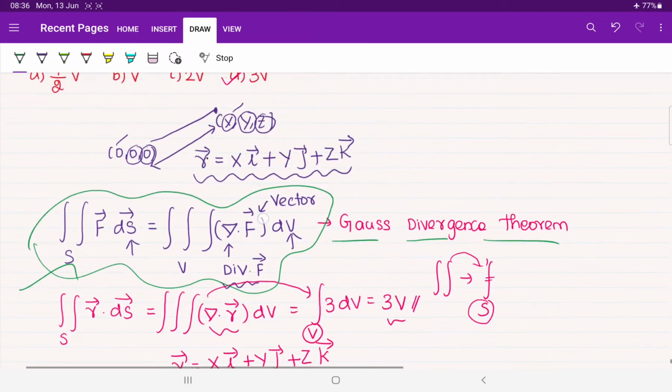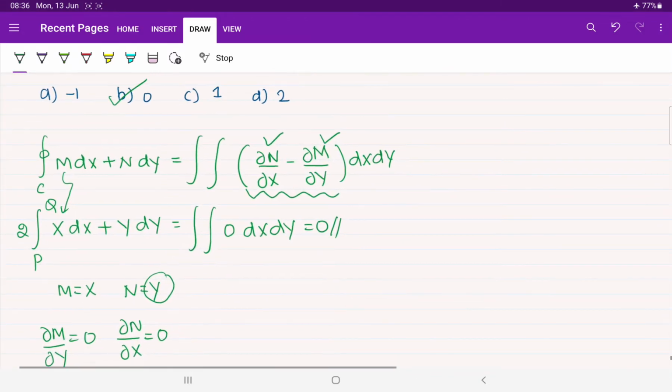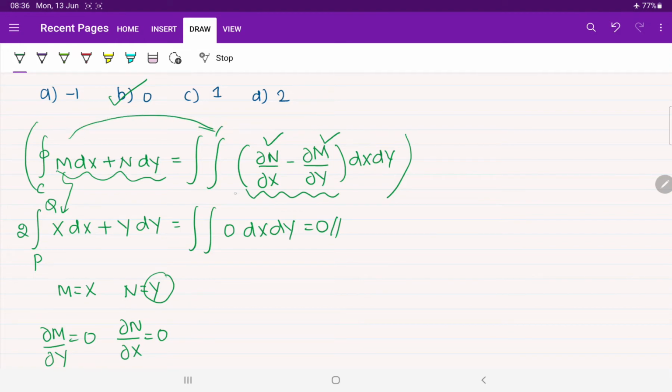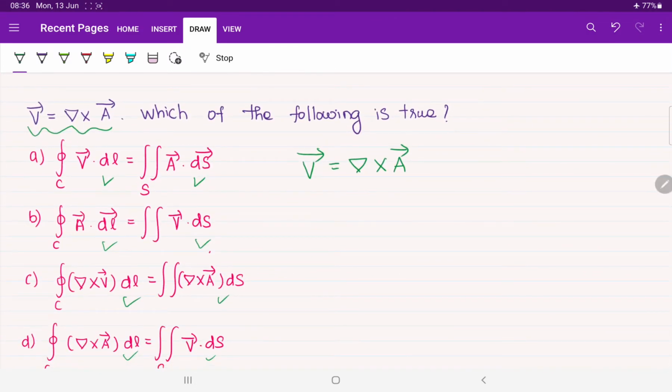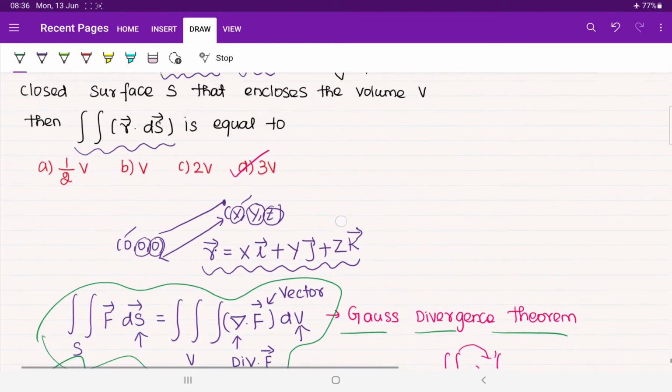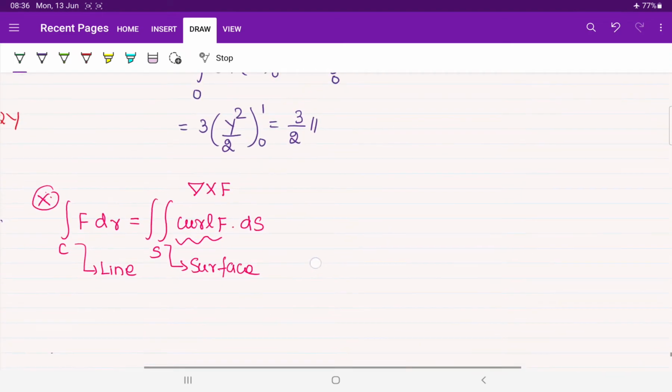Now, already we have observed that there are two theorems. One is Green's theorem. In line integration, if the given function is in this format, M dx plus N dy, then we can convert it into a surface integral in this format, dou N by dou x minus dou M by dou y, dx dy. But if you observe the given options, they are bringing the relation between curl V vector and del cross. So curl means immediately only one theorem is there with us. That is called what? Stokes theorem.